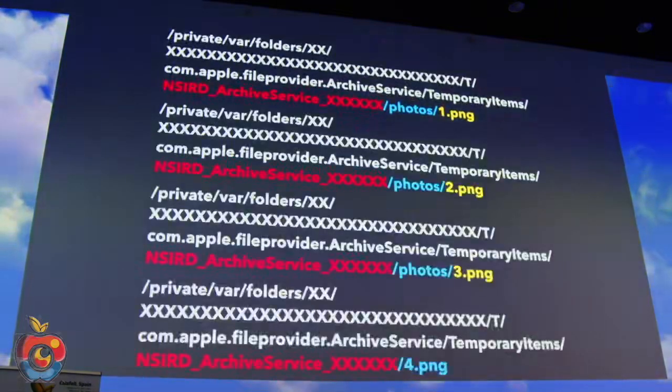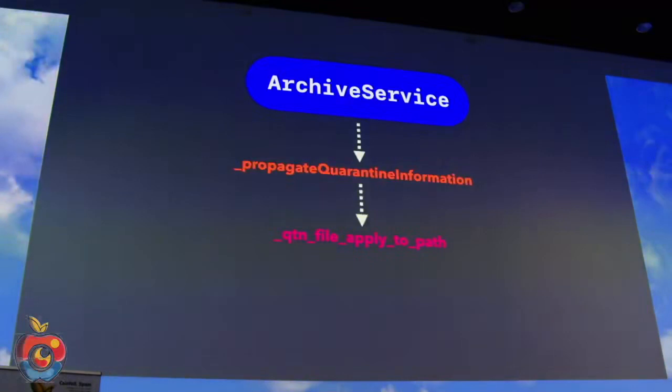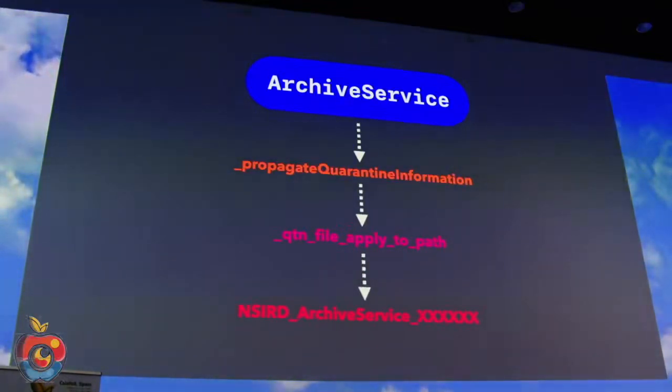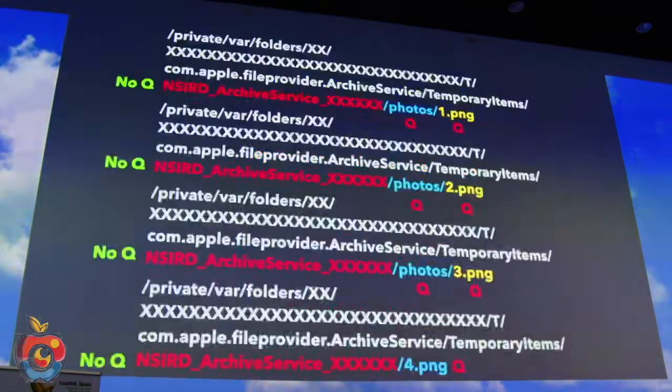Archive service will also aim to apply the quarantine attribute to all of the extracted items located within this temporary directory. It does this by calling a function called propagate quarantine information as part of the BOD decompressor class. This function is responsible for propagating quarantine attributes to all the extracted contents of the archive. It invokes a low-level function titled quarantine file applied to path in libquarantine.dylib, which applies the quarantine attributes to the unarchived files located in the temporary directory prepended with the name nsird archive service. And it will ensure that the quarantine attribute is propagated to all of the extracted contents.